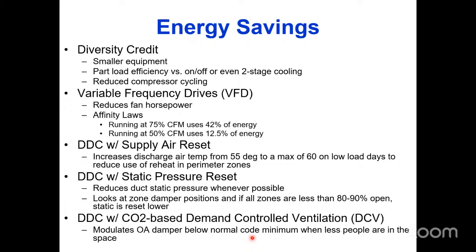And the VAV box can throttle back downward when fewer people are breathing in there. Now, if it's hot in there for other reasons, it can still modulate more open because of cooling reasons, but it can throttle back below the minimum when fewer people are breathing.